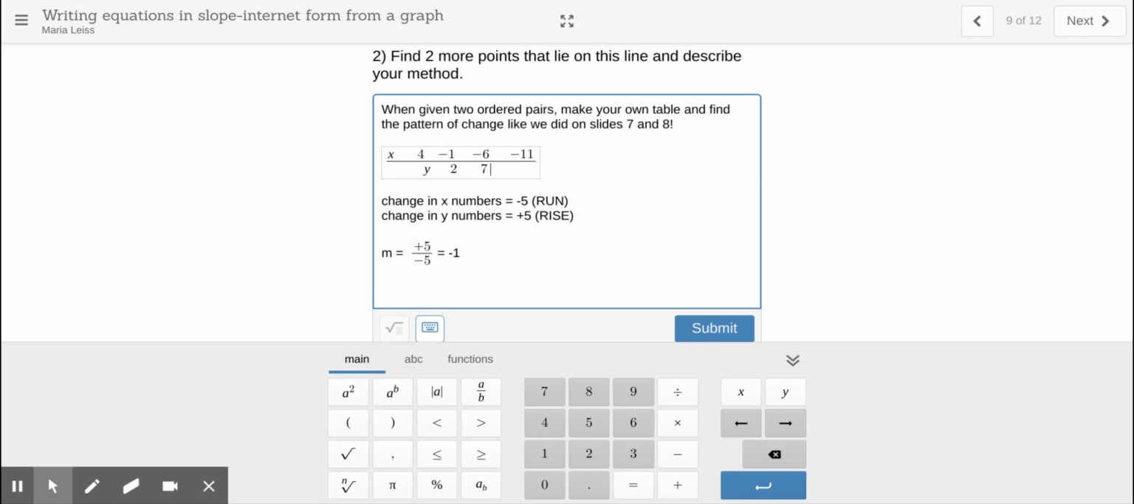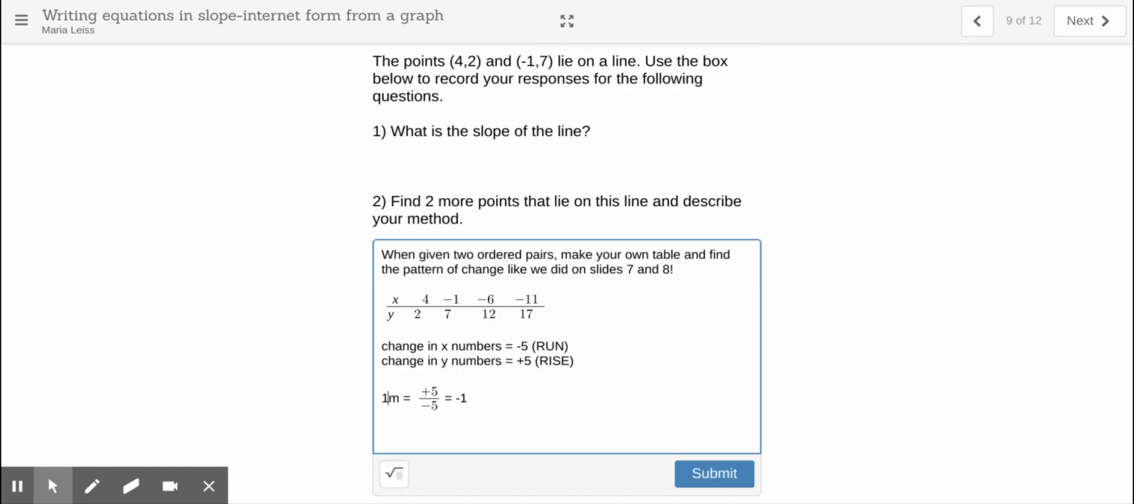Same thing here. My y values were adding 5. 7 plus 5 is 12. 12 plus 5 is 17. So now your 2 more ordered pairs.